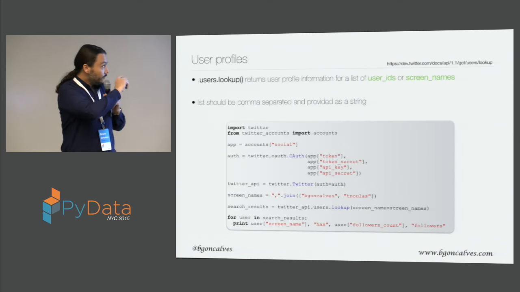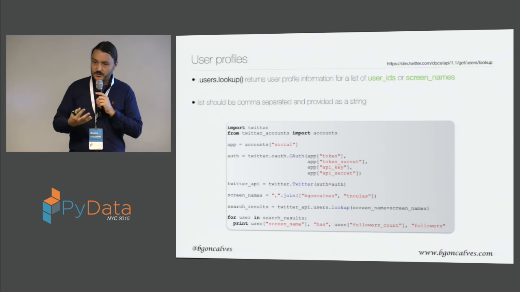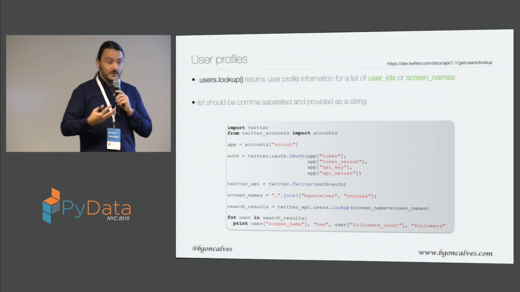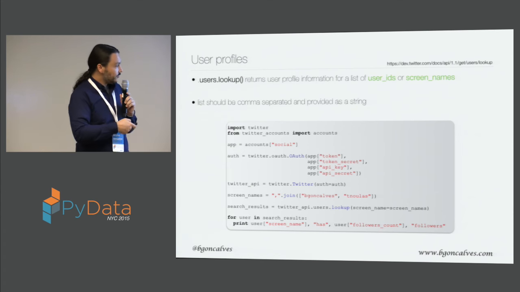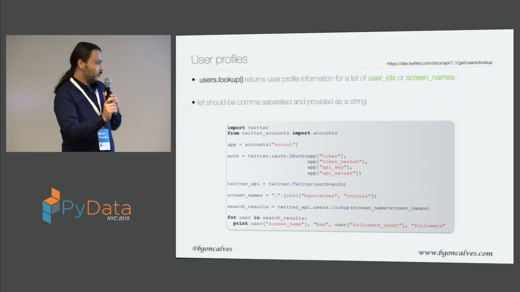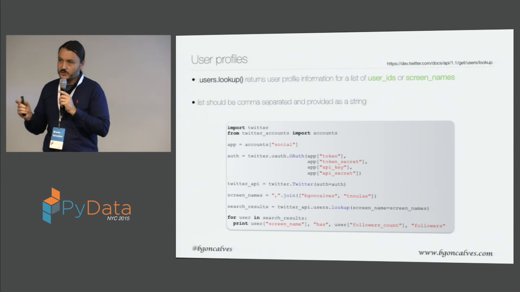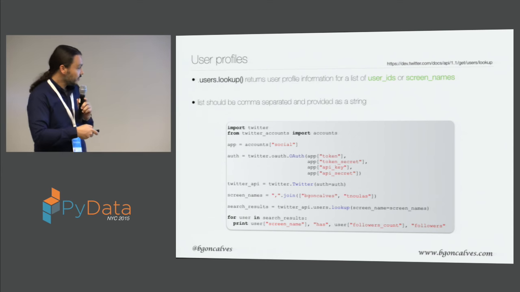So you can also search for user profiles, if you want to know more about the user. Here we're looking for two users, Goncalves and Noulas. The way it works now is that the keyword you're using and what you're searching for is basically a comma-separated list of screen names. So in this case, Goncalves and Noulas.